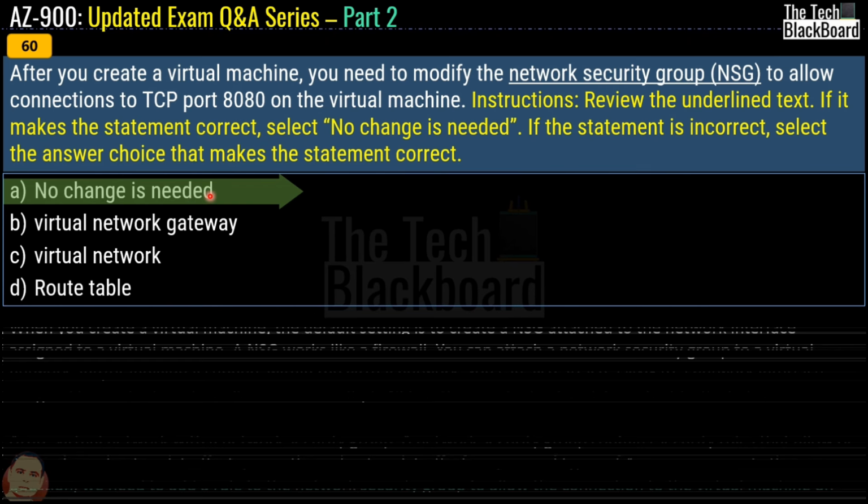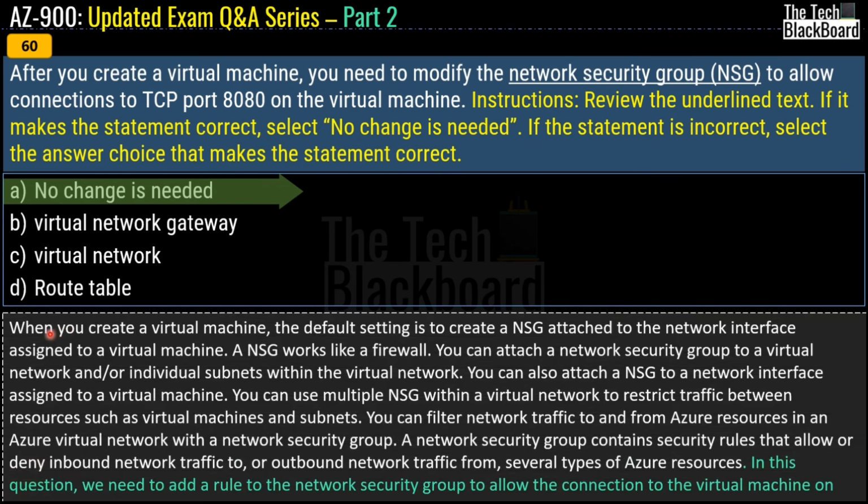Now let me give you the reasoning behind it. Here you can read that when you create a virtual machine, the default setting is to create the NSG or network security group attached to the network interface assigned to a virtual machine. An NSG works like a firewall. You can attach a network security group to a virtual network or individual subnets within the virtual network.